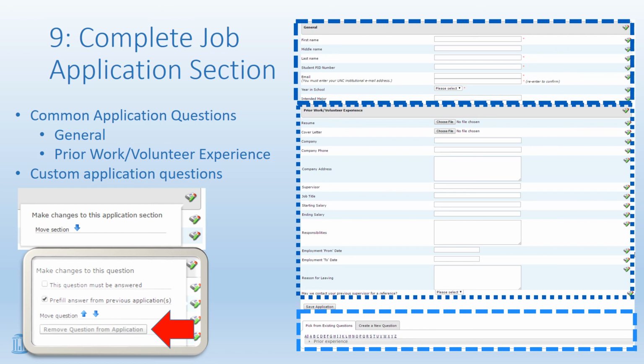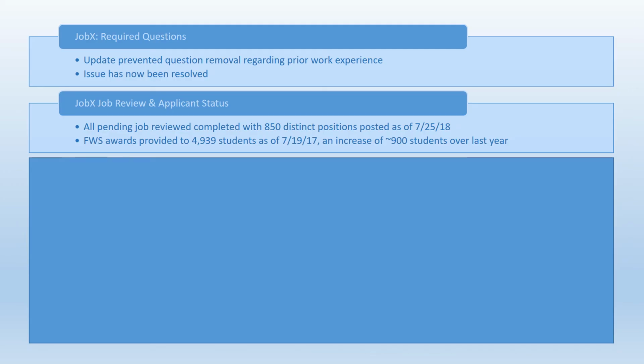Now, you'll note the resume and cover letter will be required. They're going to remain on every application, but the rest of the fields in that prior work/volunteer experience box, those are removable. When you're done, click the Save Application button to save your updated application information, and the system will automatically send that through for approval.